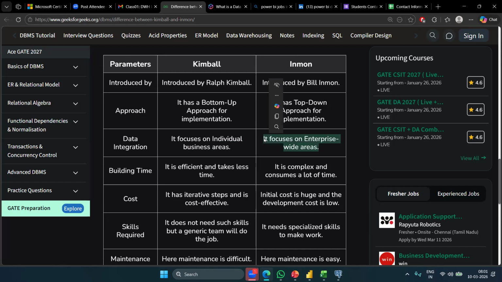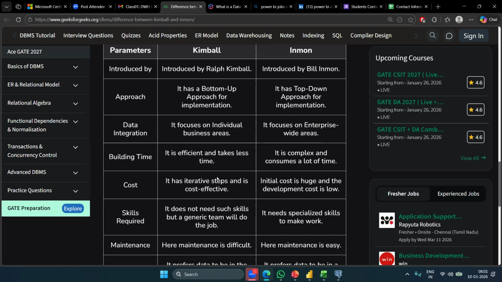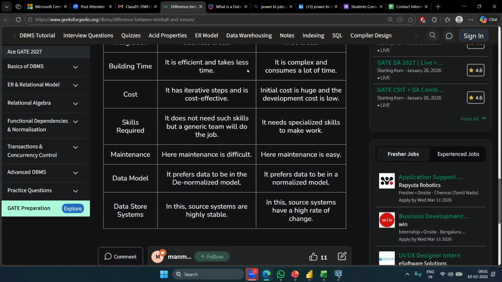So as I told you, Inmon helps us have things centrally in one place so that organizational heads can quickly see them. Kimball is efficient and takes less time, because we are working with parts. Inmon is complex and consumes a lot of time because we are building at the enterprise level. Kimball is iterative steps and cost effective. Inmon's initial cost is high and development cost is low.